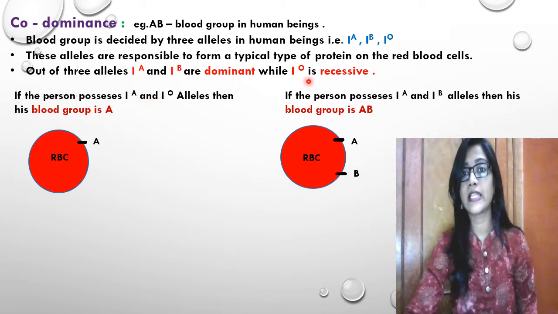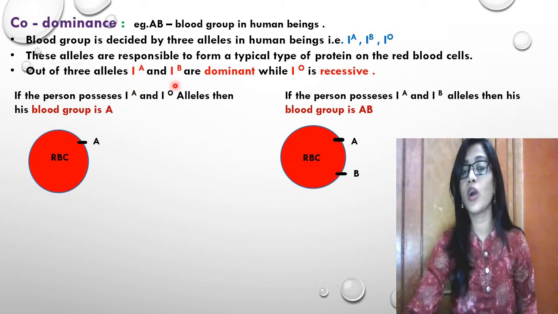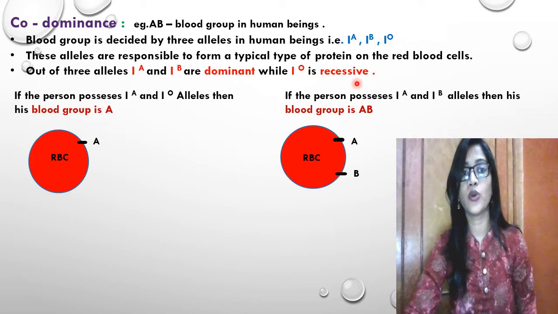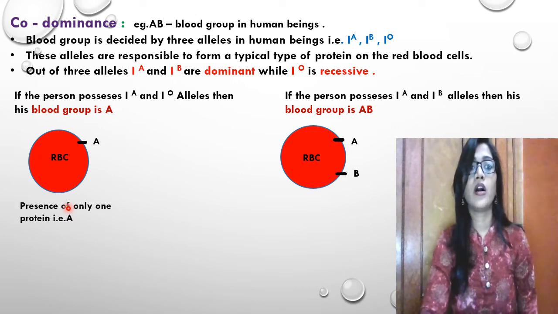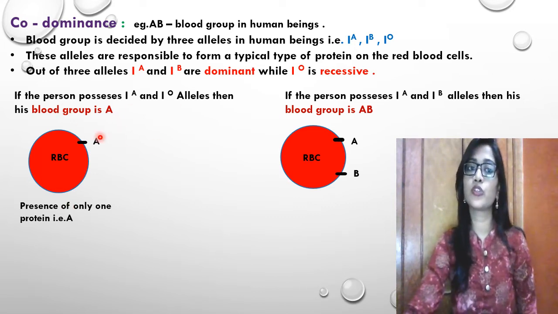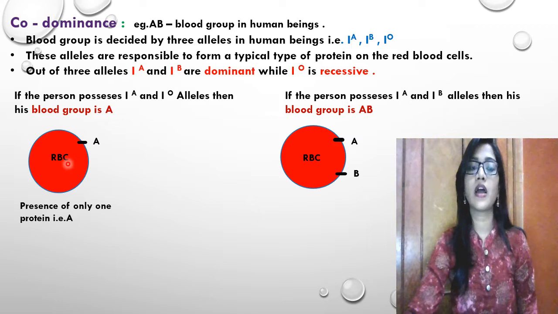Out of these three alleles, that is IA, IB and IO, IA and IB are considered to be dominant, while IO is a recessive allele. Now you can observe in this diagram, in the first diagram, if the person possesses IA and IO alleles, then his blood group is A. This is the RBC of that person, and there is presence of only one protein, that is A. Now this is a membrane.